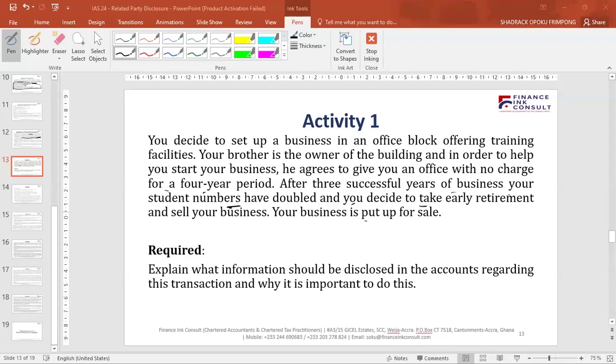I think there was something we studied about family, siblings, and all of that. Explain what information should be disclosed in the accounts and why it's important. So, what information should be disclosed?